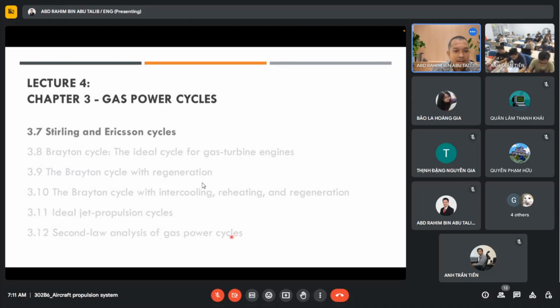Right. The plan is that we will try to go through 3.7 and 3.8 for the first hour, and we will continue the remaining subtopics 3.9 until 3.12 in the second hour.